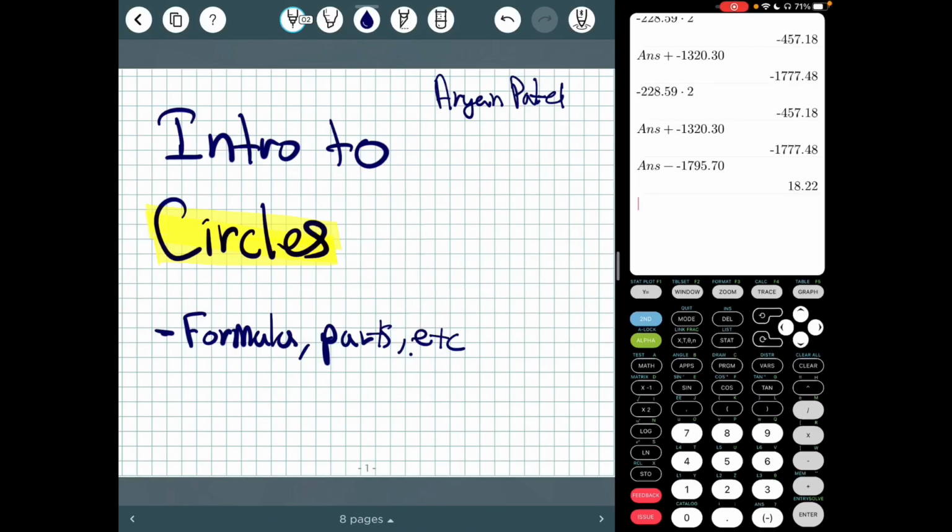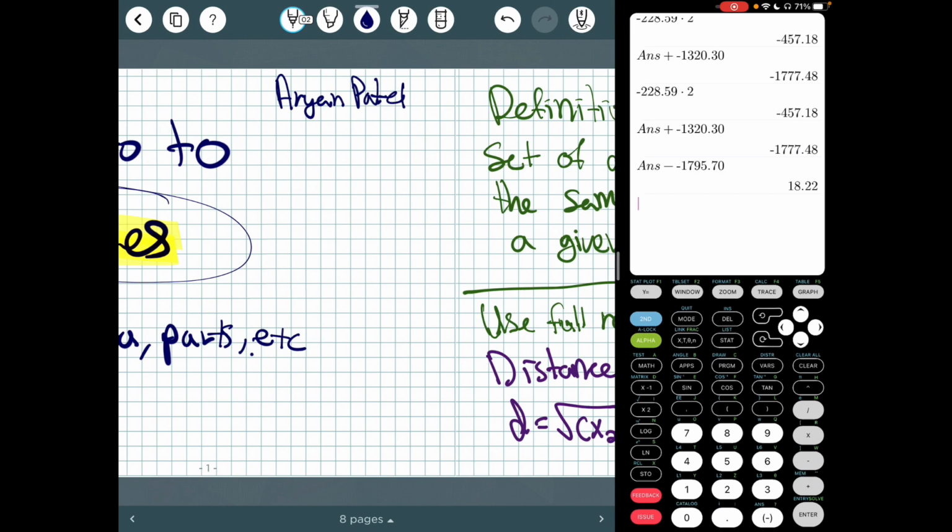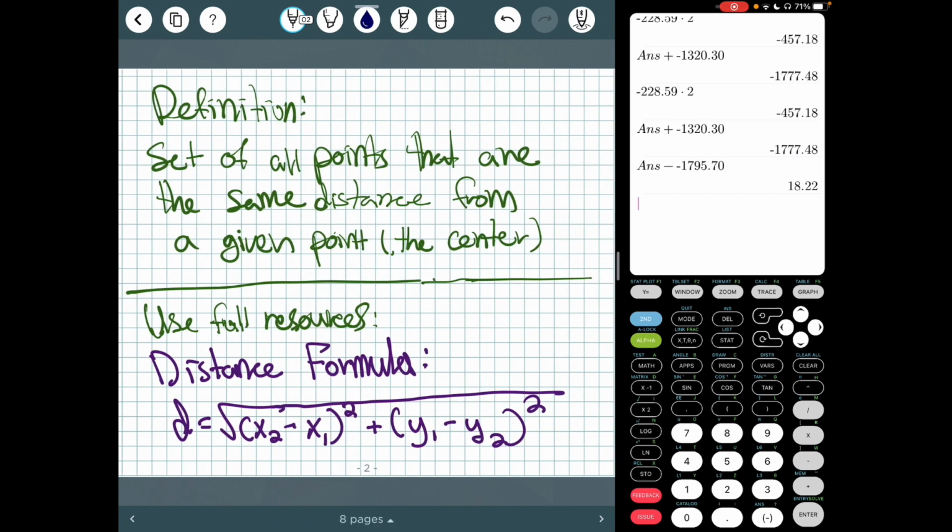This video is an intro to circles. This will include the standard form function and various parts of the circle. So first, the definition. The definition is a set of all points that are the same distance from a given point, which is the center.